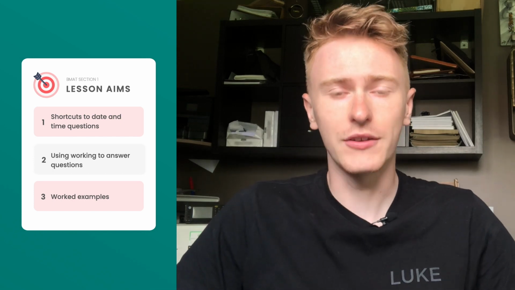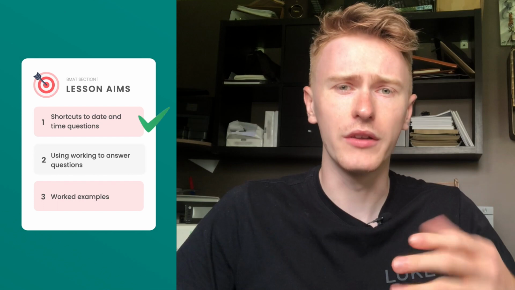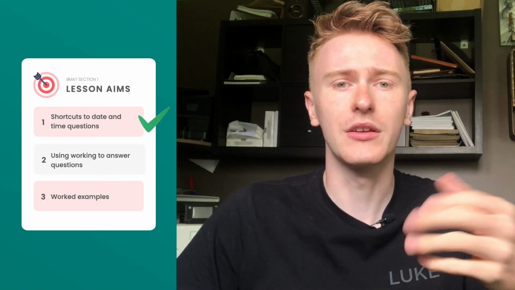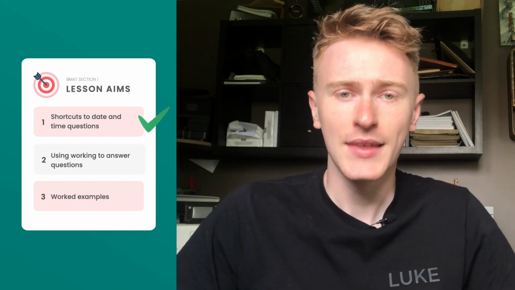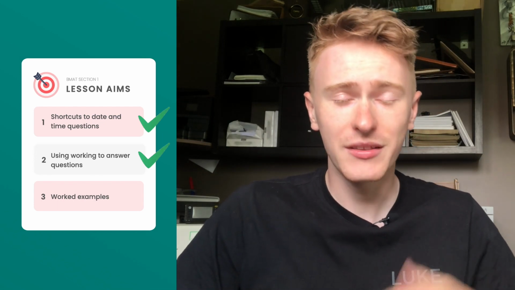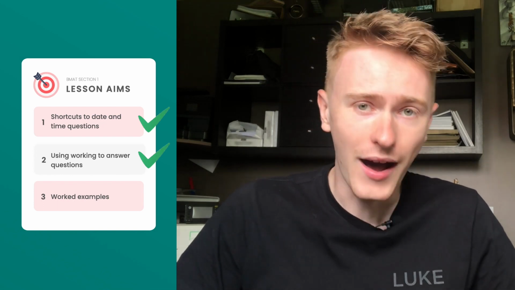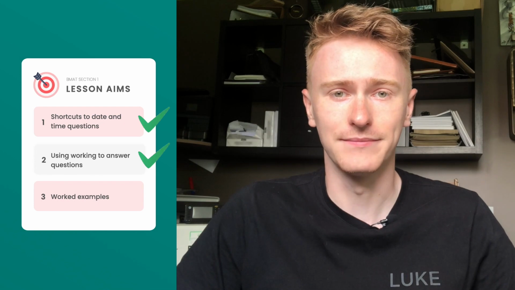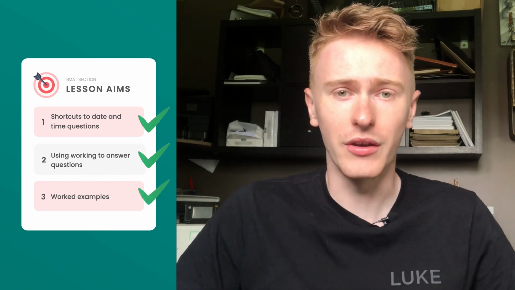So the lesson objectives of today are threefold. First, we want to introduce you to the shortcuts involving date and time. These are sort of mental arithmetic you can do quickly to help you save time when answering questions. Second, we want to help you to use your working to answer questions. That means maximizing every resource at your disposal, including the paper and pen, highlighters, and any sort of writing that you can do to help plan your answer. And finally, we're going to be going through some worked examples, and we'll go on to those in a second.